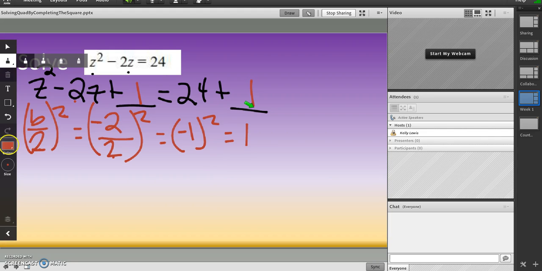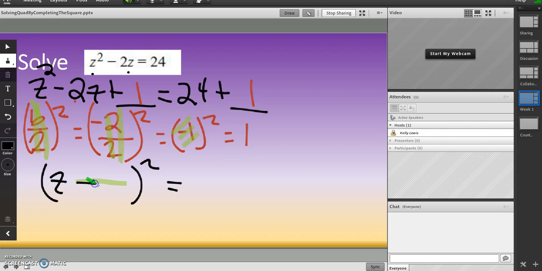All right, now I need to write this guy. I'm going to write a z. And then what goes right here is this guy, just the b/2. So we're going to write -1. And then 24 plus 1 is 25. So I've rewritten this z squared minus 2z plus 1 as a perfect square binomial. So z minus 1 squared.